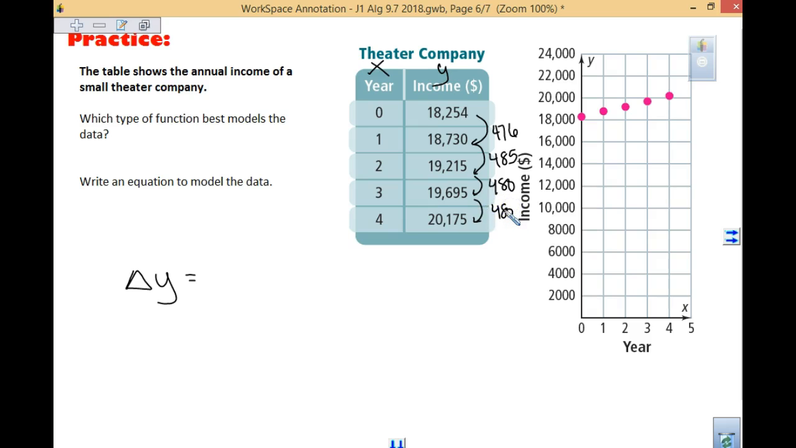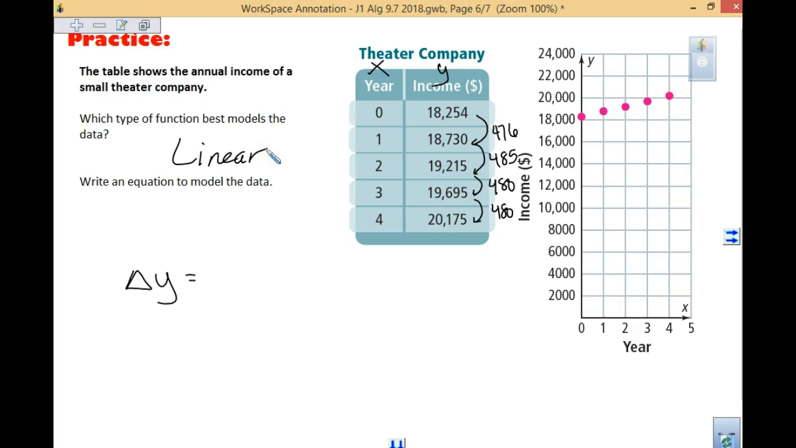So we start looking and going, it's pretty constant, right? It's not exactly constant. Why isn't it exactly constant? This is a model. This is real life, right? They looked at the theater company's income. So should it be exactly linear when it's a model of a situation? No. So we think it's linear though, right? Don't you agree? If this is kind of constant, this looks pretty linear. It doesn't look like we are multiplying.